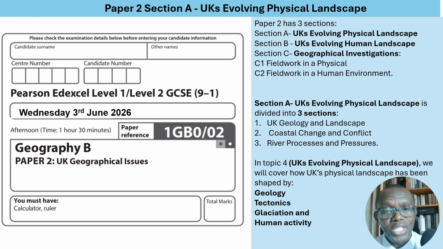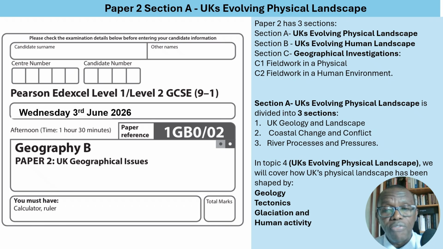So like I've just mentioned, in paper 2, section A covers the UK's evolving physical landscape. Now this particular section is further subdivided into 3 sections, and the first section is on the UK, so the entire country, and will mostly cover geology and the landscape of the UK. Then the second section is the coastal change and conflict section. Then the third section will be the river processes and pressures section.